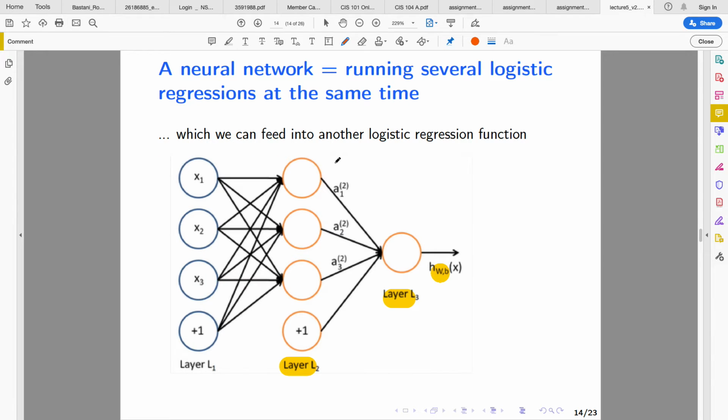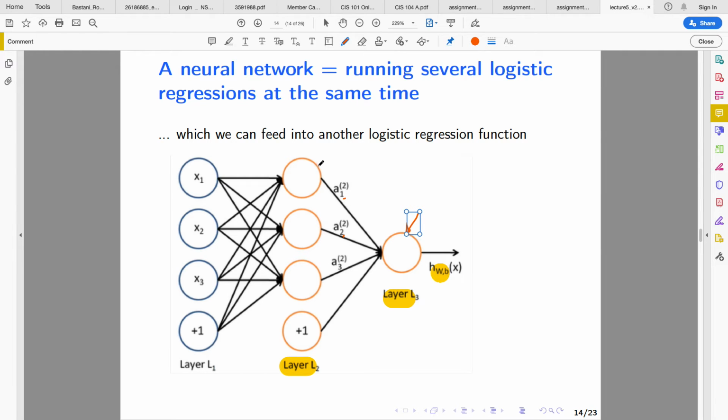Now we can also feed in another logistic regression unit to get our output. Essentially, once we have our input layers, we send each of them connected to our hidden layer, and we add the bias as well. So this is telling us the activation that we get: this one represents the first neuron, the activation for the second neuron, the activation for the third neuron.